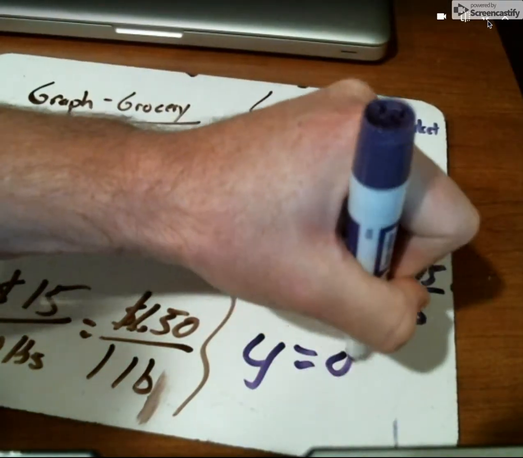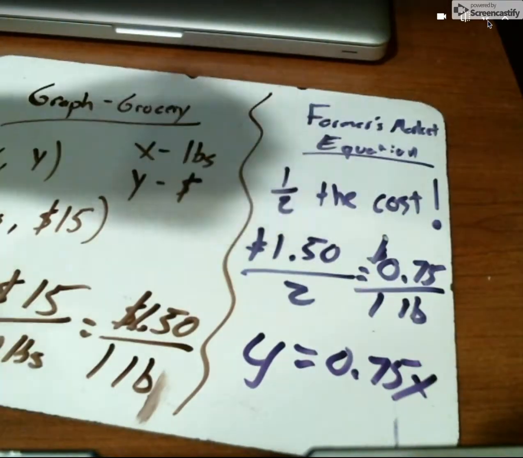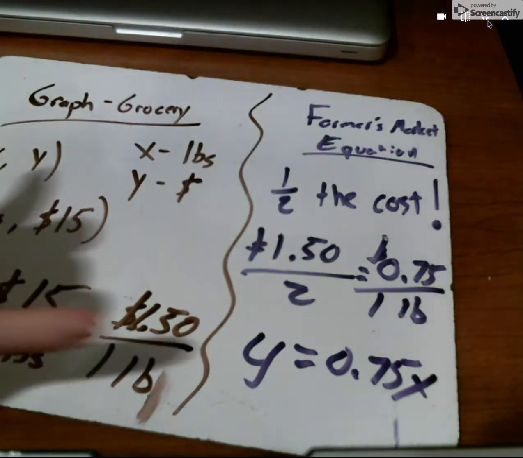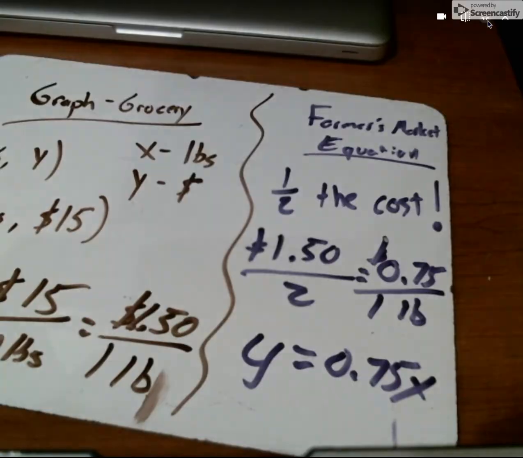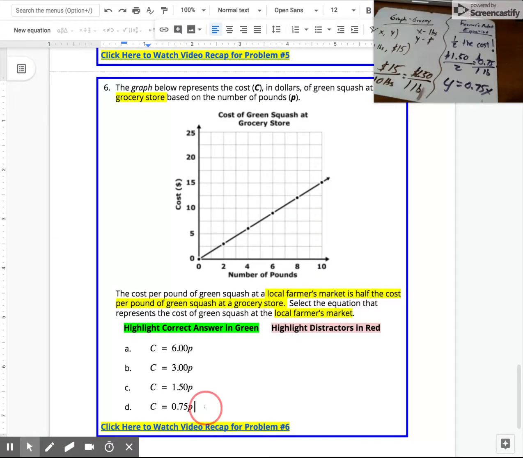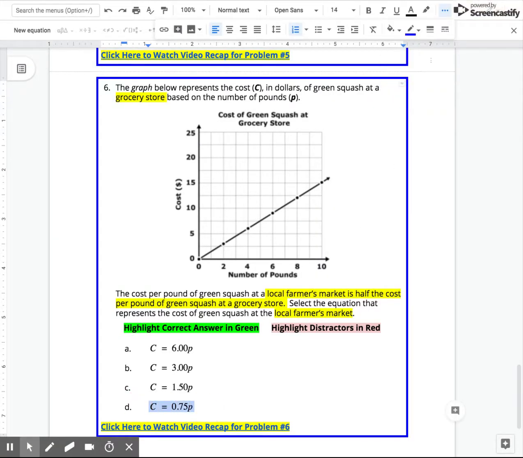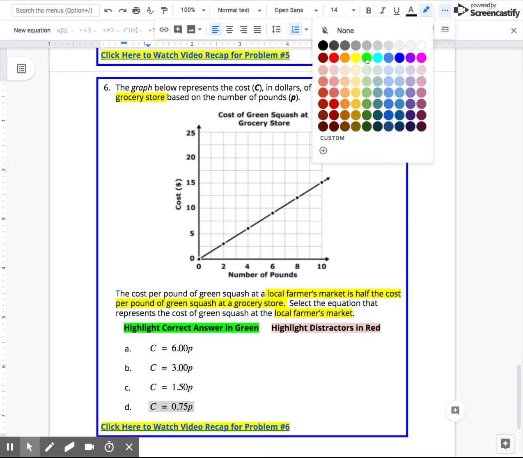So the equation we're really looking for is X, the pounds, will get multiplied by 75 cents, and that will give us the cost over at our farmer's market. So your correct answer here was not going to be C. In fact, the correct answer was actually D.